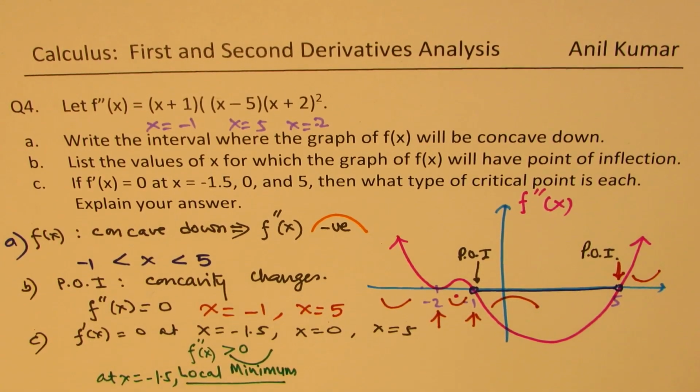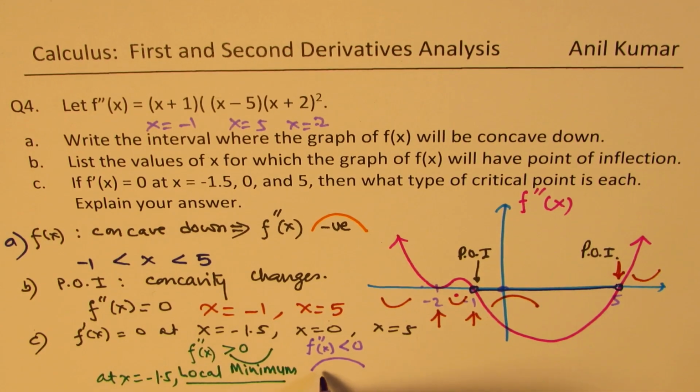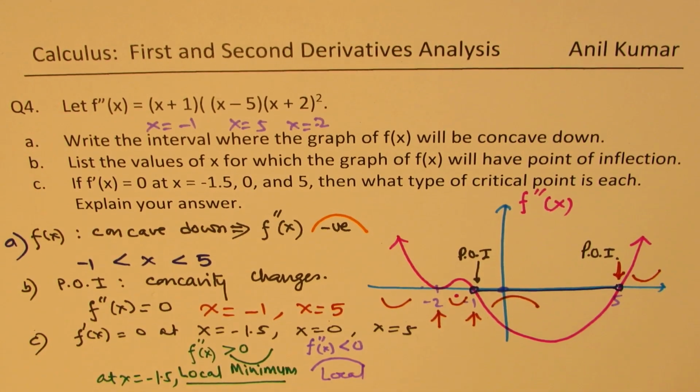The second point here is at x equals 0. Now at x equals 0, the second derivative is negative. Here the second derivative is less than 0. That means the shape is kind of like this. So we have a local maximum.